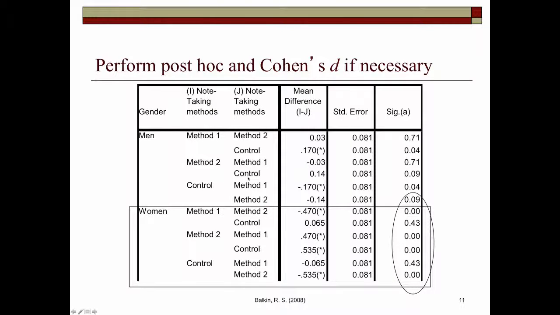We don't need to run a post hoc analysis for men because there was no statistically significant difference in males. But there was a statistically significant difference for females. So we can look at a post hoc analysis and we can see that between method 1 and method 2 for females it was significant, as well as between method 2 and control group it was significant. But it was not significant between method 1 and the control group.